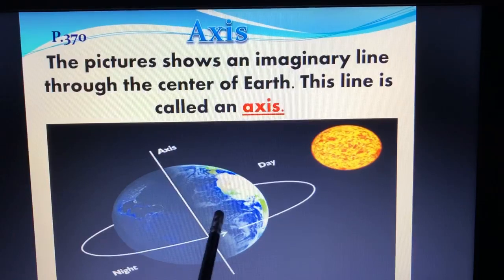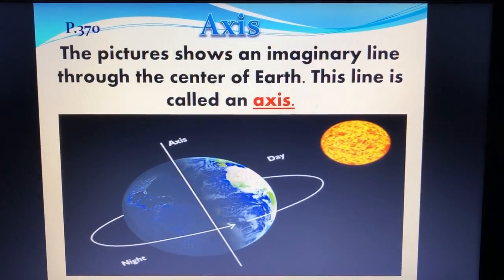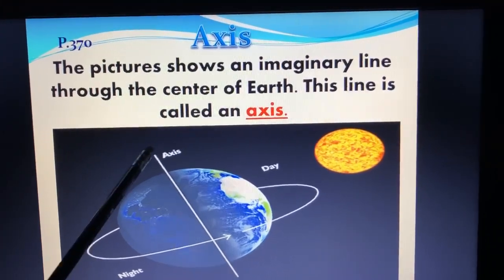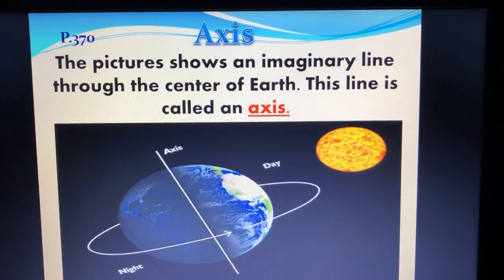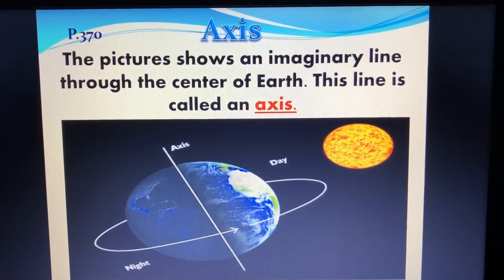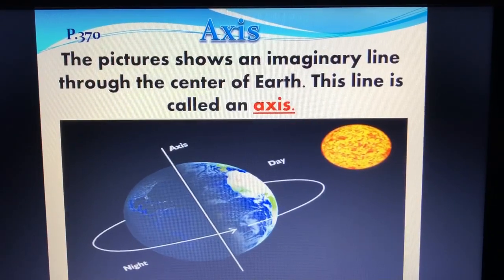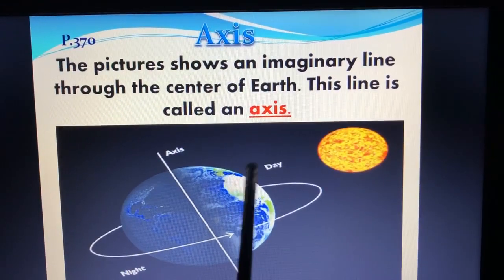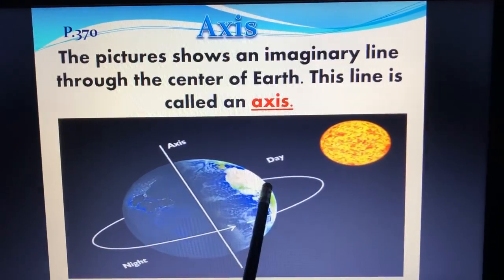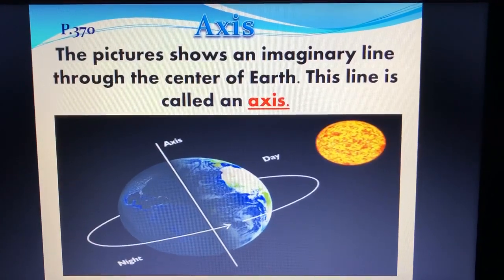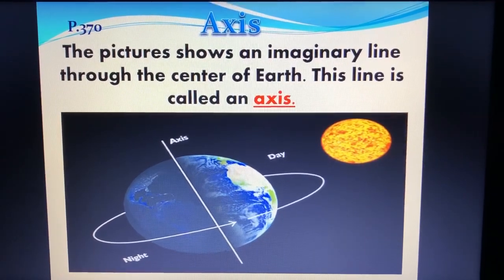I need you to keep in your mind that this line is not a real line. It's an imaginary line, so there is no line like this on the earth. And if you look at the axis here, it is dividing the earth into two parts, day and night. And again, don't forget that the axis is an imaginary line. It's not a real line.